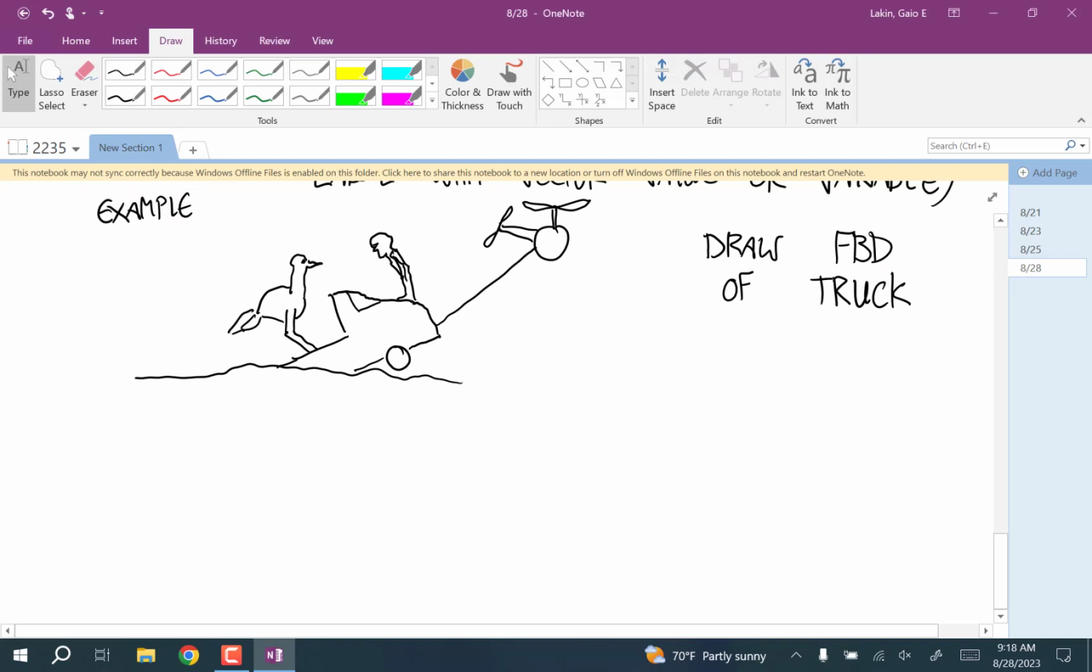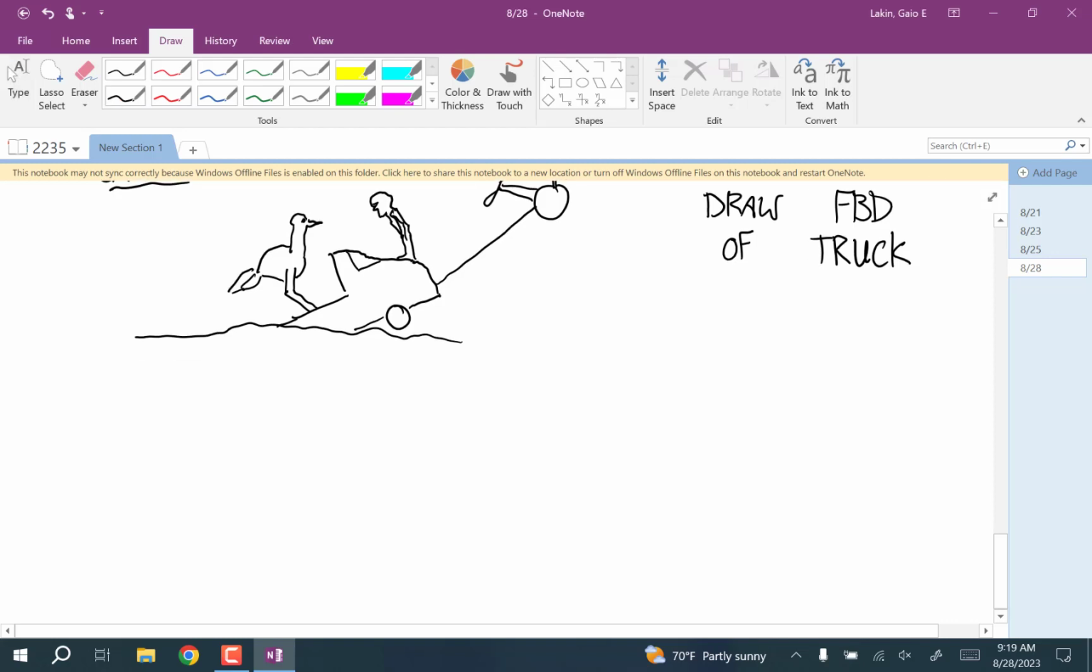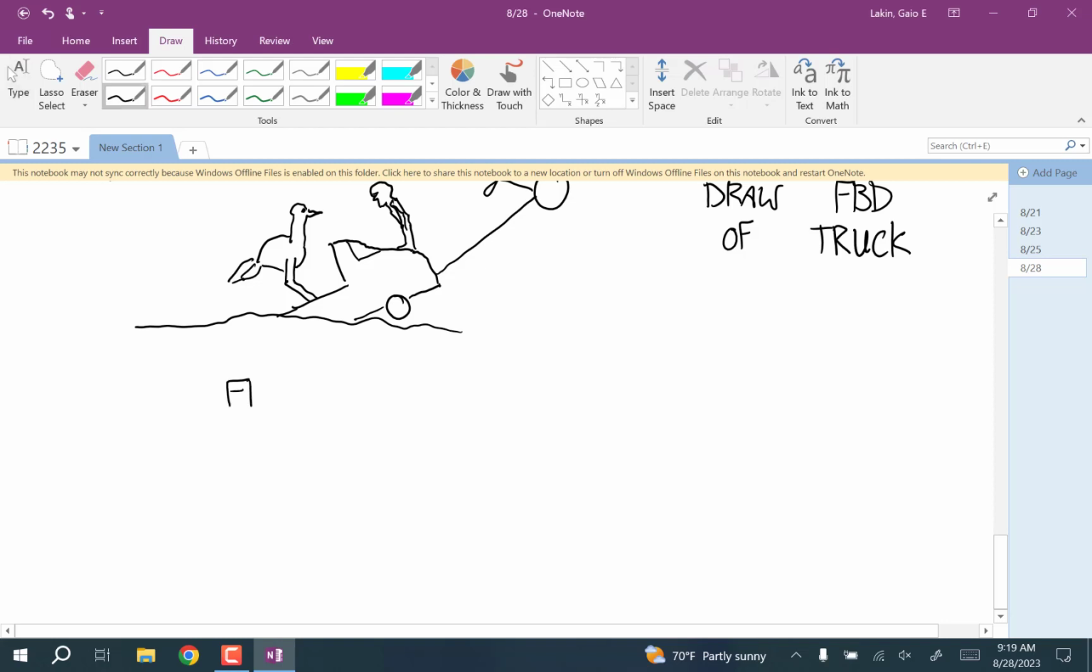So the idea is there's just a lot of stuff going on, but you need to be systematic. Don't get carried away by looking at the thing and saying this problem's crazy, just start going through the steps. So your free body diagram would be like this. You don't have to be an artiste, but we're isolating the truck.